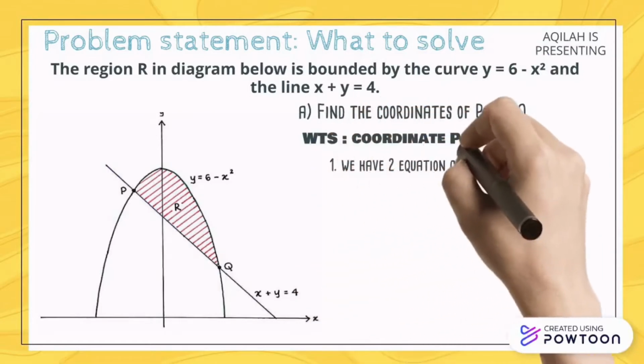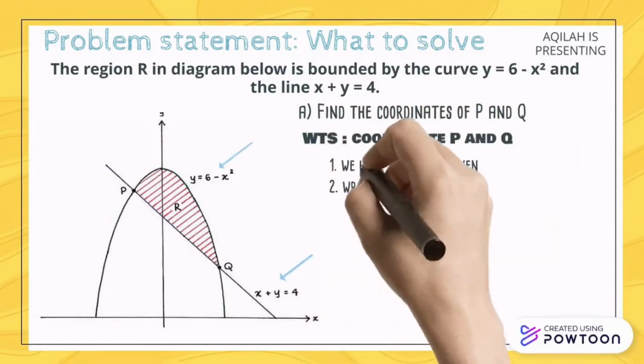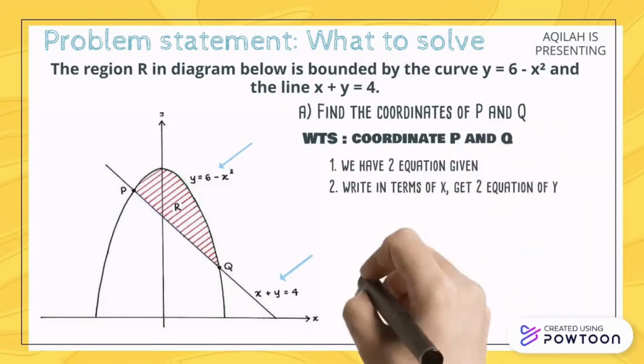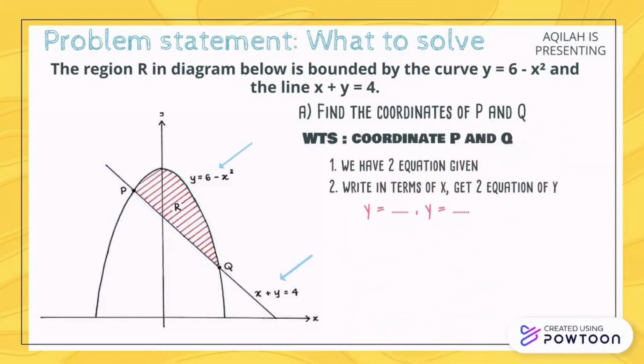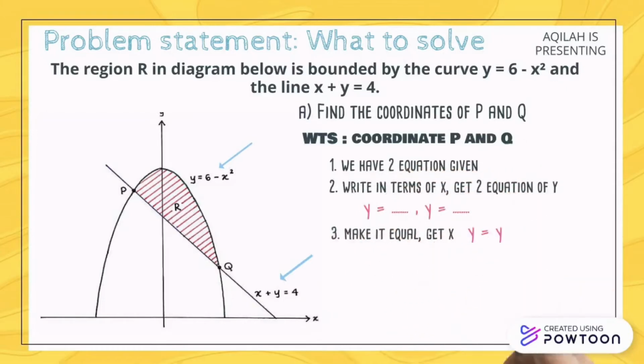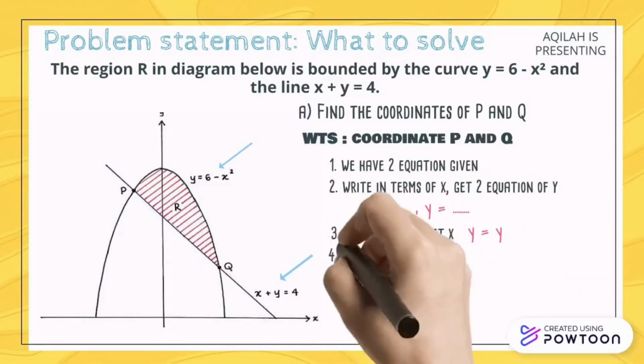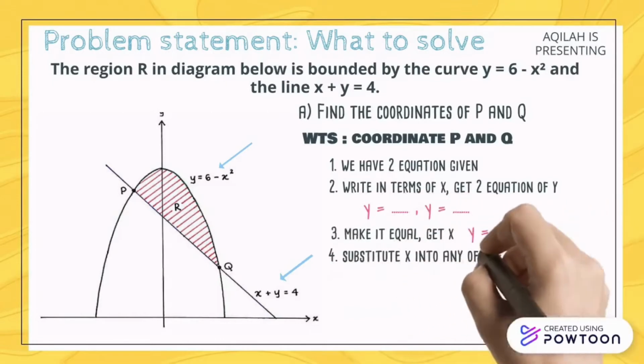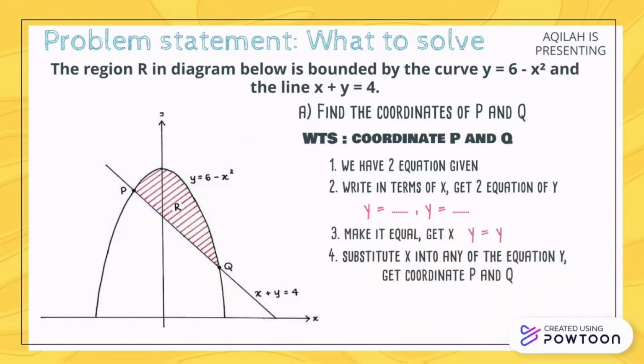So number 1, we have two equations given. Number 2, write in terms of x. We will get two equations of y. Number 3, make them equal. We will get x. And lastly, substitute x into any of the equations of y. We will get the coordinates P and Q.